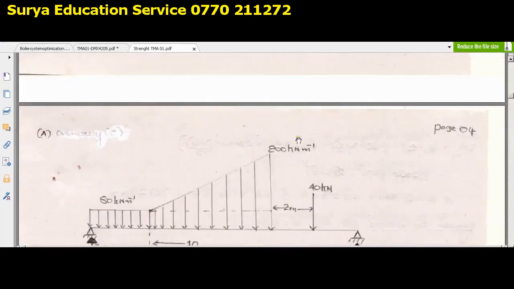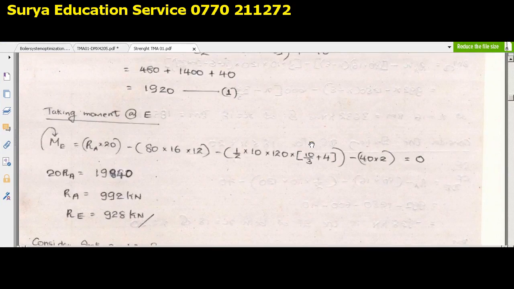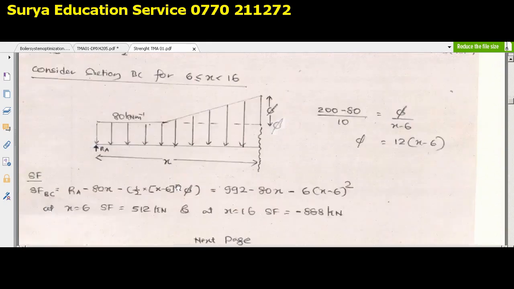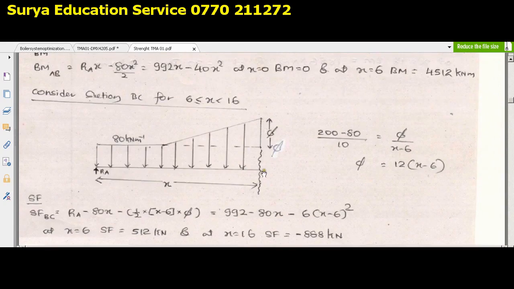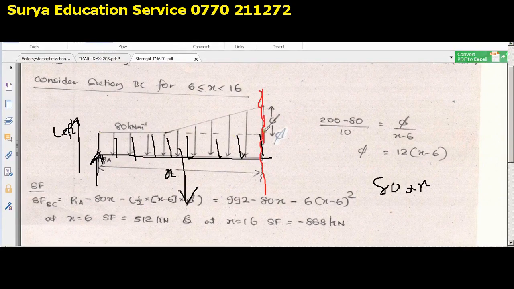Like in the earlier manner, I think you can remember when finding the reaction values, you found the moment at the point E. So the way you found the moment at the point E, here you are going to find the moment on this section because of these forces, right? So this is 80 into x. Now this is the section. What is this distance? X by 2. Why? Because this is the center of gravity. If it is not clear, I will go back again.